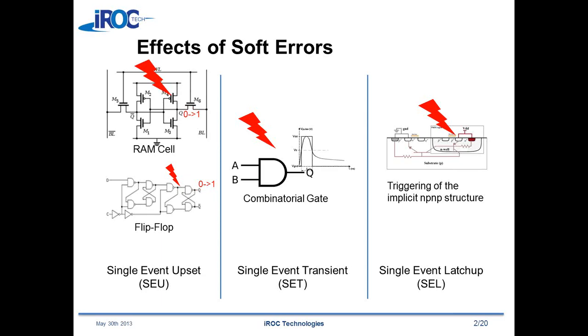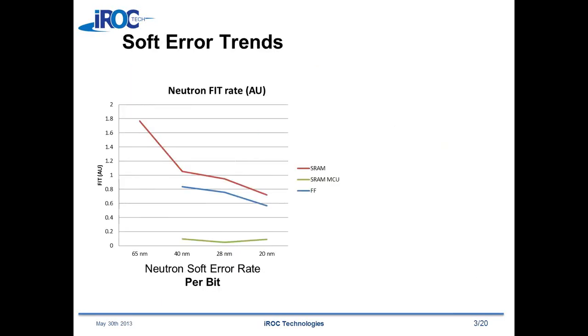And the final kind of soft error event, which is to some extent the most serious one, is a single event latch-up event, where the implicit thyristor that's present in a CMOS gate can get triggered, and it creates a short circuit. That single event latch-up condition will persist until the chip is powered down, unlike a single event upset or transient, which doesn't actually damage the chip in any way.